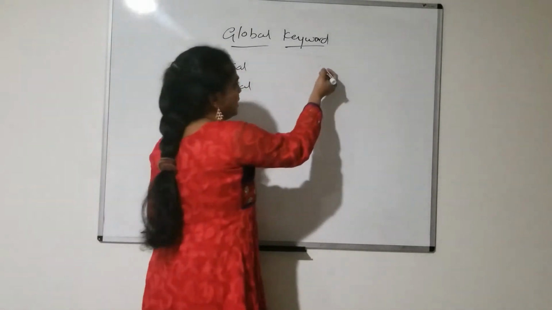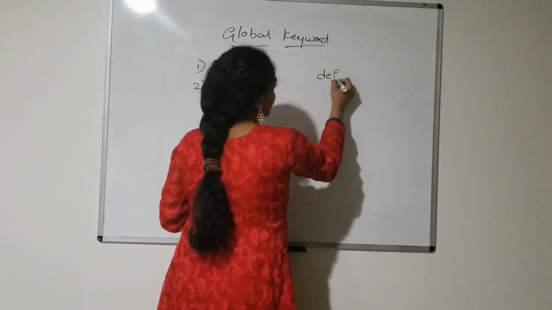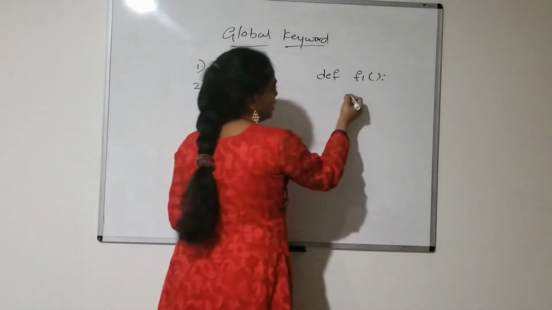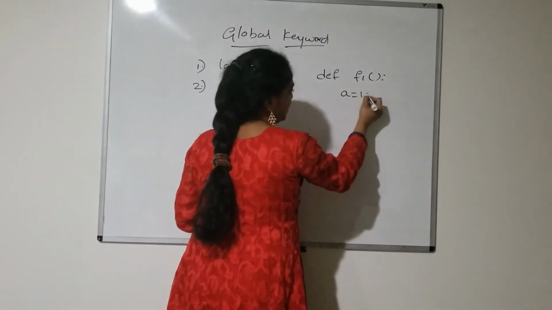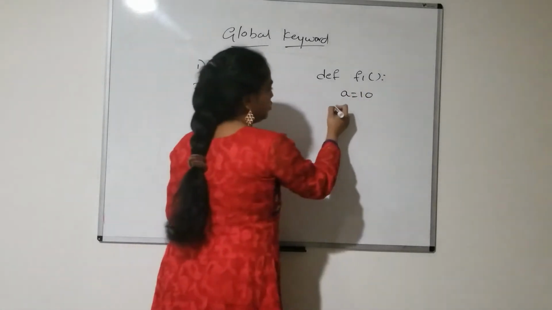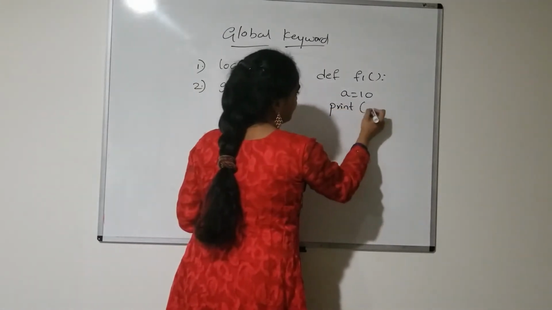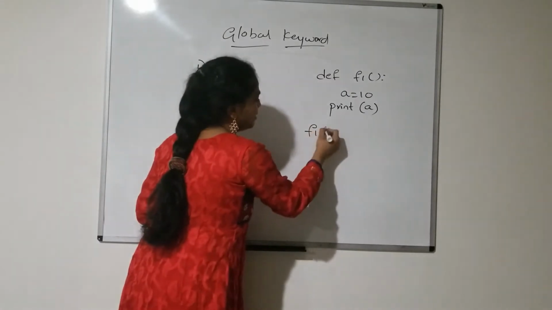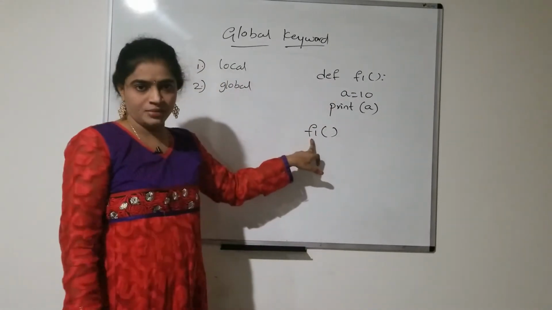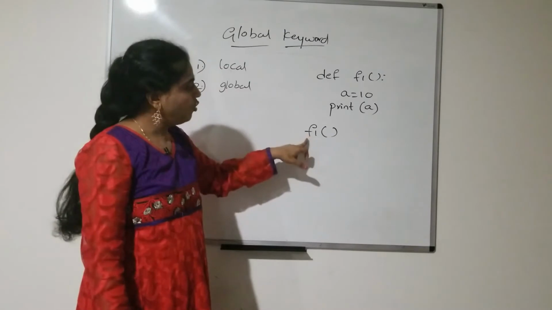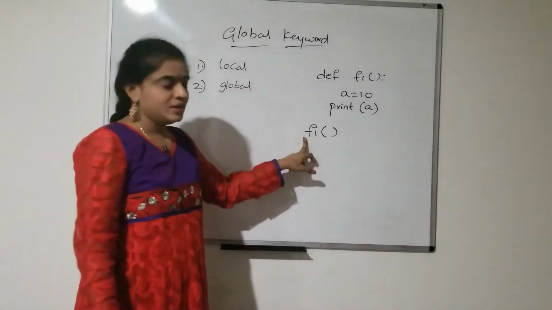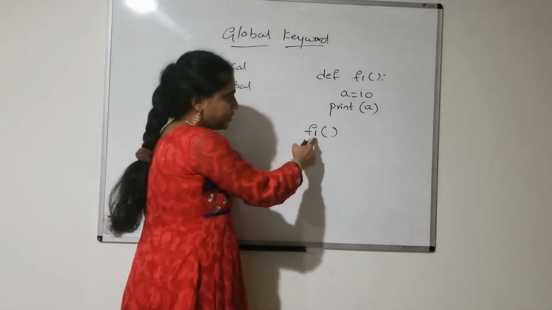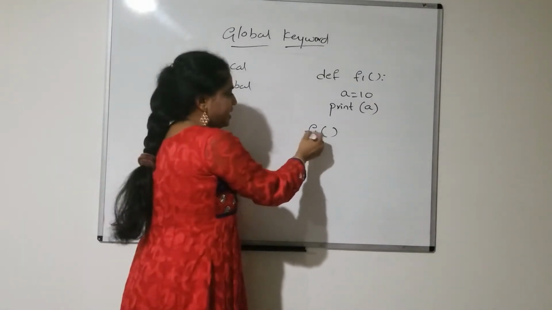Here, consider an example: def f1, it is my function. Within this function I am taking a variable a equal to 10, and then print of a. Here I am calling the function, this is the function call. How will this function be executed? First the cursor comes to this function call. The execution starts from here.